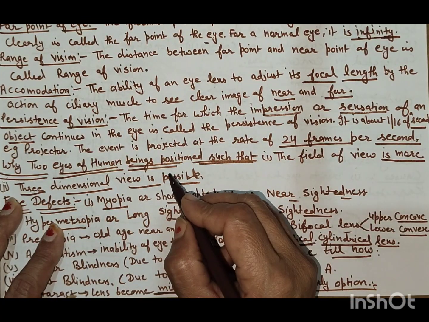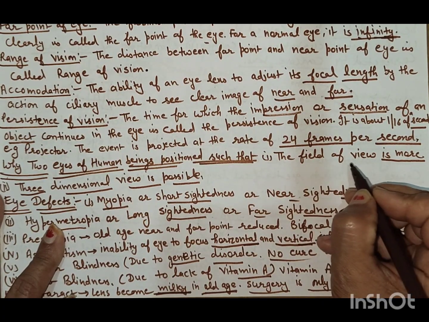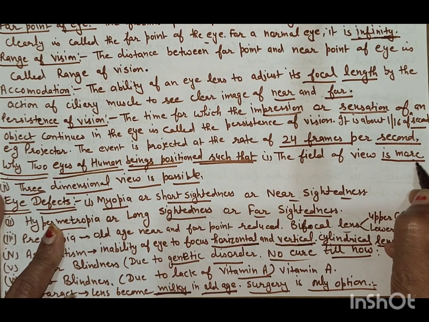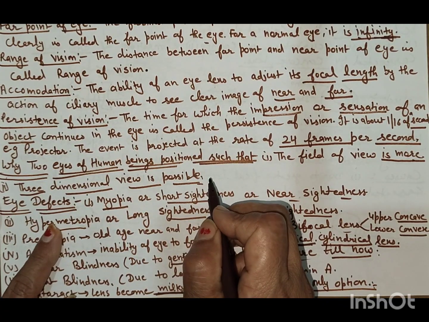The eyes of a human being are positioned in the front, and due to this the field of view is larger and a three-dimensional view is possible.